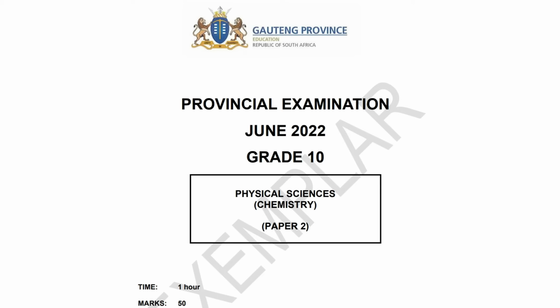Here we have a grade 10 June chemistry exam. It should take you 1 hour and it's 50 marks. If you want to download the paper, just check below the video in the description.